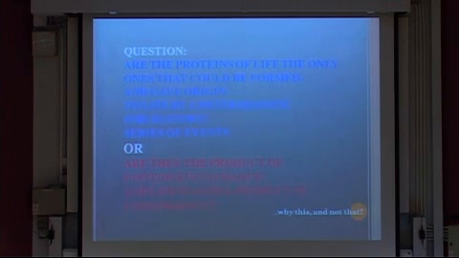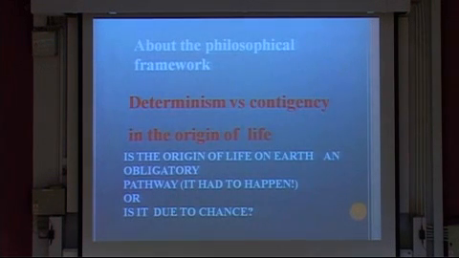They have been chosen by the contingent conditions at the origin of life, and then life and we are the product of chance. This is one of the big philosophical questions attending the whole life science, the controversy between determinism and contingency. Is the origin of life an obligatory pathway? Did it have to happen the way it happened, or is it due to chance?